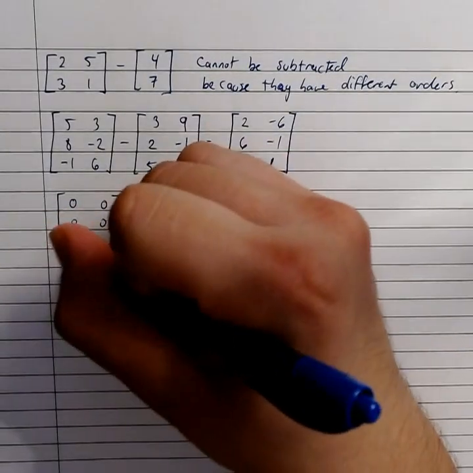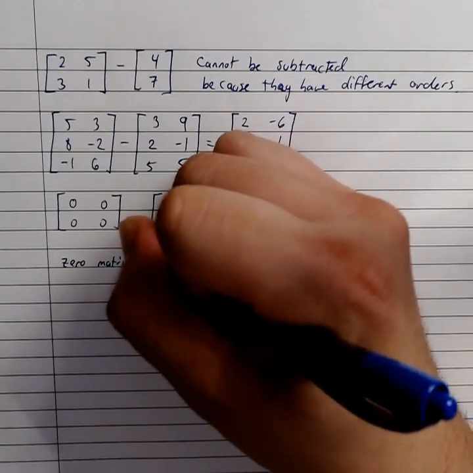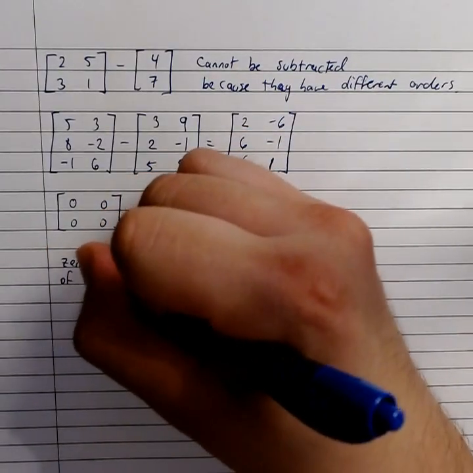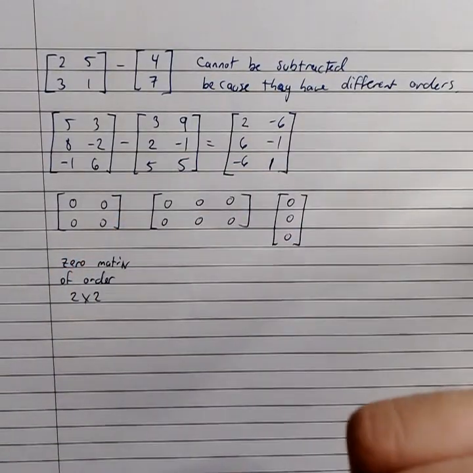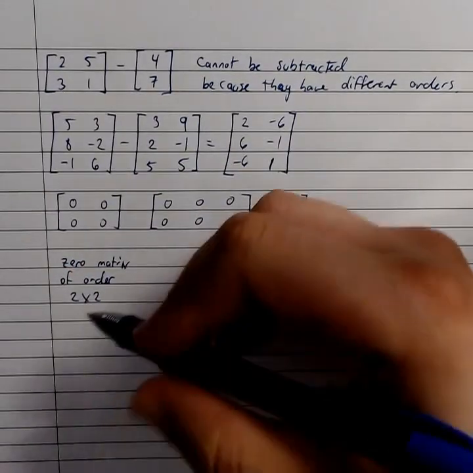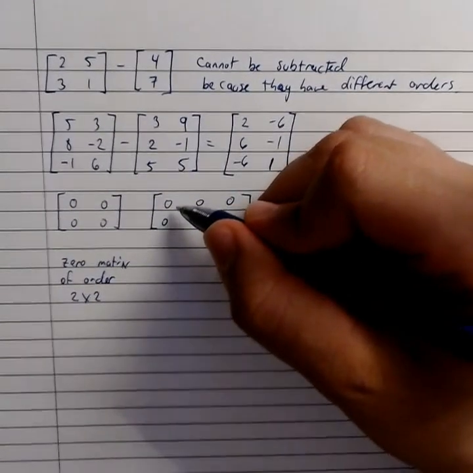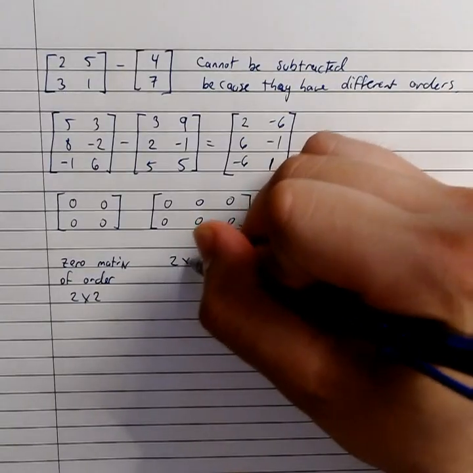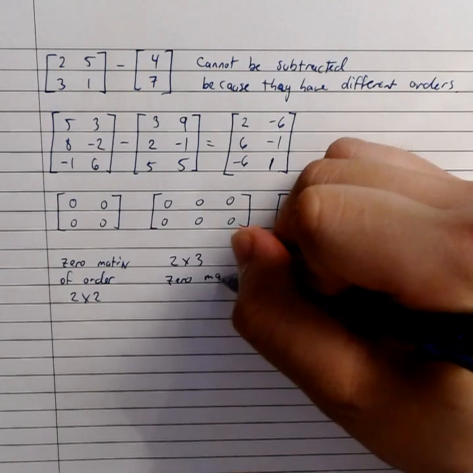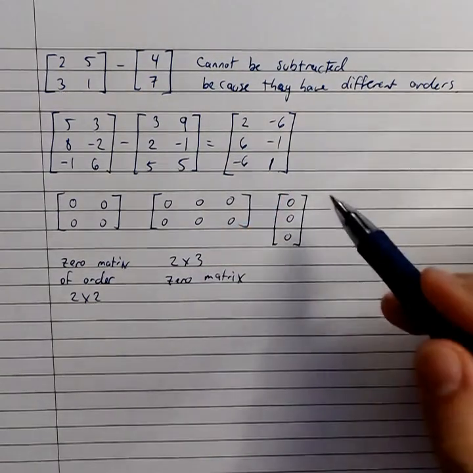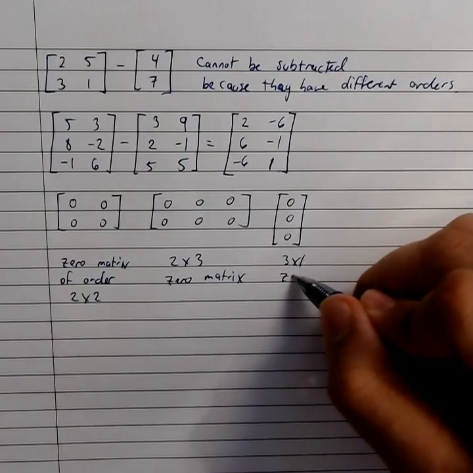This is called the zero matrix of order 2 by 2. Or if you want to say it a little shorter, you can just say this is the 2 by 2 zero matrix. Same thing over here. This is the 2 by 3 zero matrix. And this has 3 rows and 1 column, so this would be the 3 by 1 zero matrix.